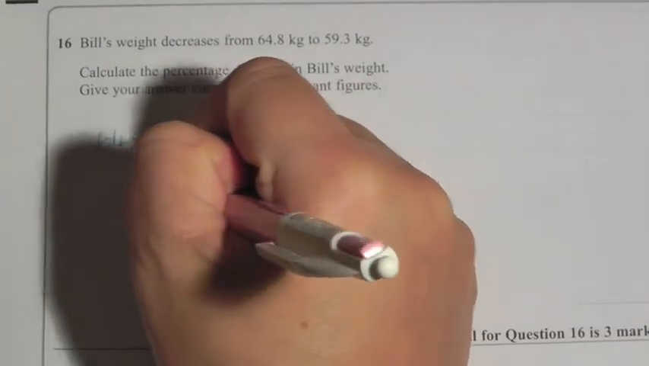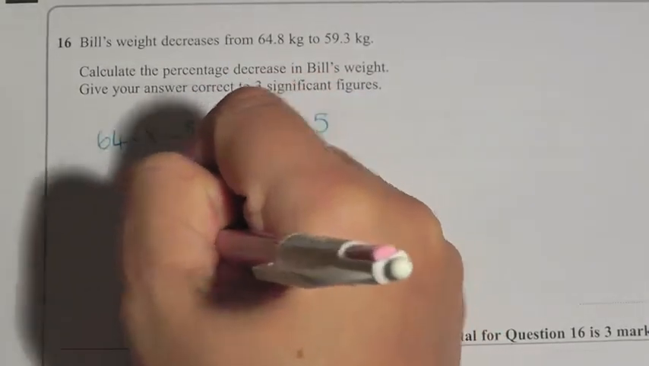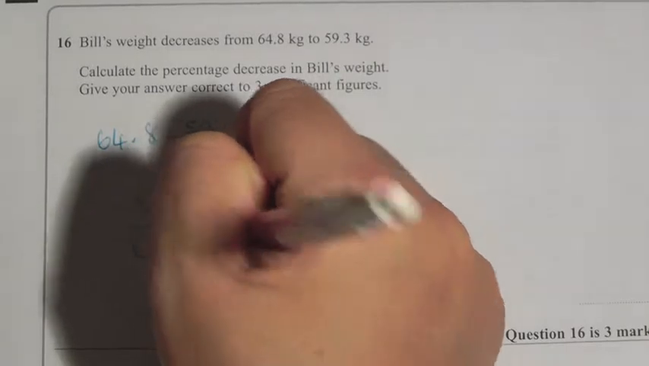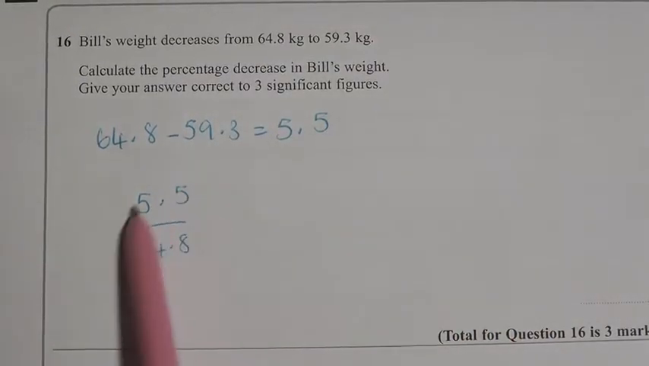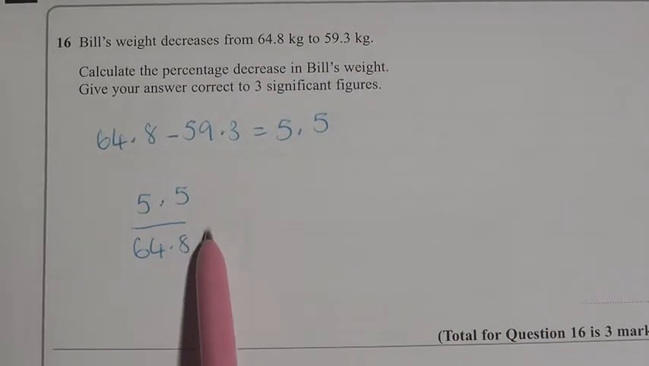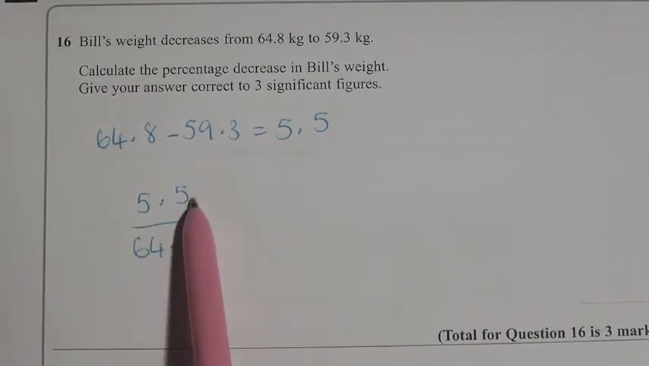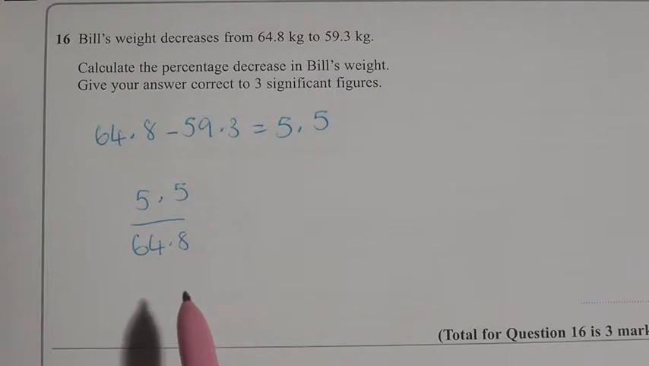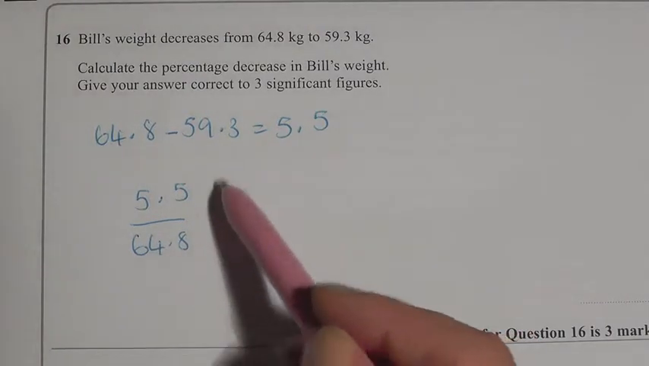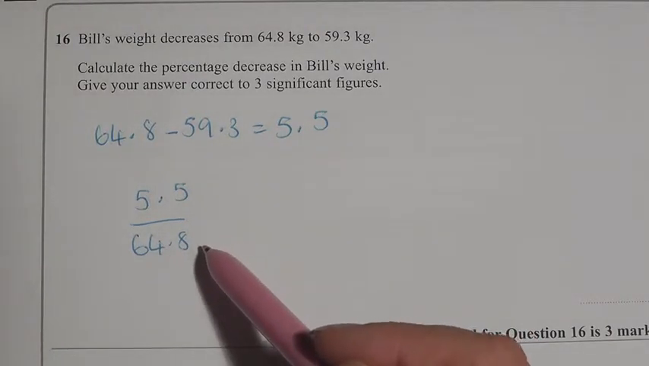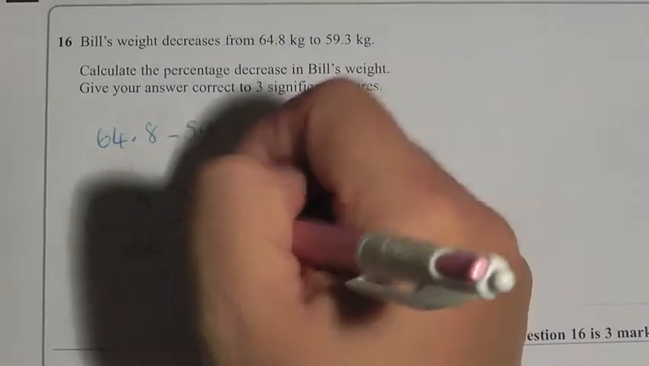So it's going to become 5.5 over 64.8. We wouldn't usually put decimals into a fraction, but if you have the idea that this is that amount of increase out of the whole, it's often quite helpful. And of course on your calculator you'll just do that as a division. To change this into a percentage, you need to multiply that answer by 100.